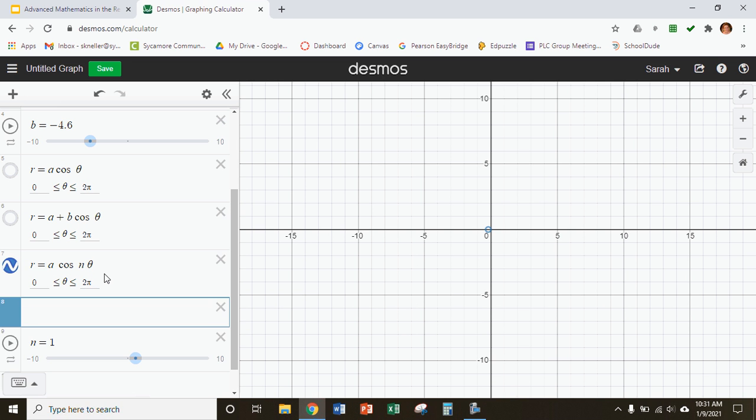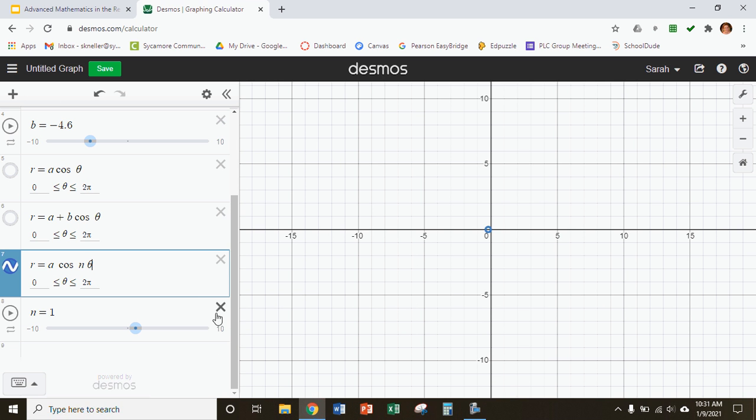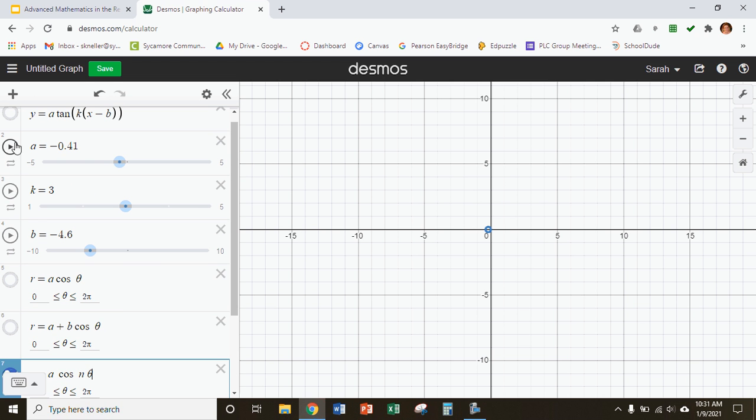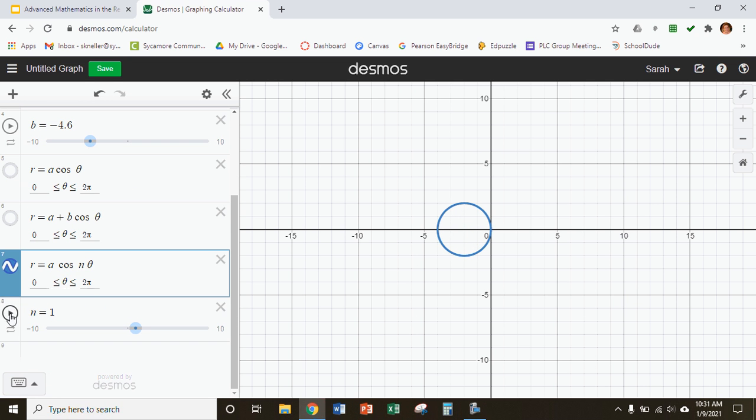Just hit enter. If you ever get an extra little empty box that pops up, just click on the X. It makes it go away. All right, so now this is really, really small, really hard to see. So I'm going to go up to A, and let's see what happens when we animate A. Okay, so right now it kind of looks like a circle, kind of boring. So I'm just going to make it a little bit bigger. I'm going to pause that, and let's go down to n, because n is really cool.